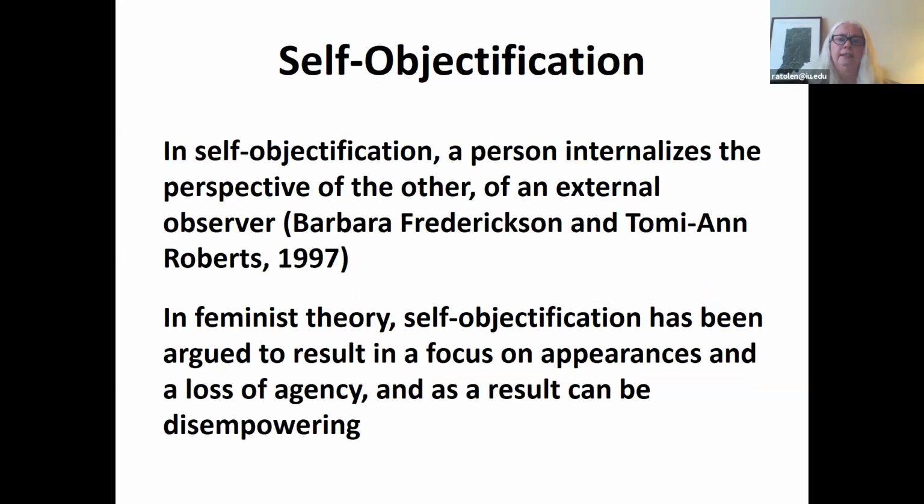A related concept is self-objectification. In self-objectification, a person internalizes the perspective of the other, of an external observer. This is after some work by Barbara Fredrickson and Tomi-Ann Roberts. In feminist theory, self-objectification has been argued to result in a focus on appearances and a loss of agency, and as a result can be disempowering.